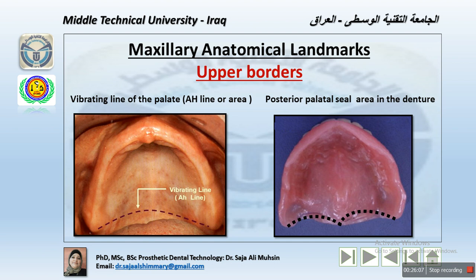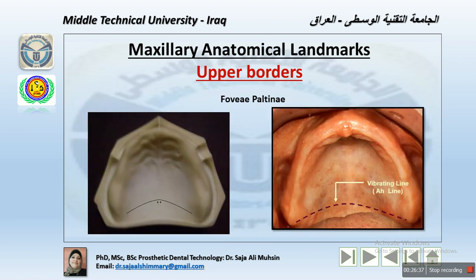And the vibrating line position is at the maximum distal border of the denture, behind the foveae palatinae. At this line, within the vibrating line, this is the last border of the denture, the last part of it will be the start of this vibrating line, and it depends, as I mentioned previously, on whether it's a line or an area. It depends on the connective tissue between the hard and the soft palate.